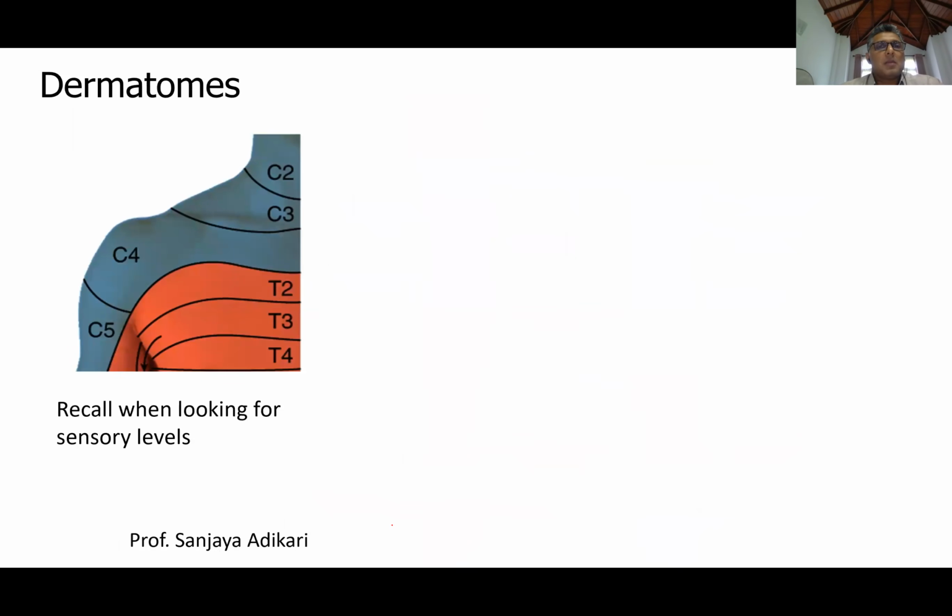Then a few more things about the dermatomes. If you check the dermatomes on the anterior chest wall, you will see that at the sternal angle, the manubriosternal angle or angle of Lewis, you see an abrupt change from T2 to C4. So if you are looking for a sensory level in a neurological examination and you go up from here, remember that at the sternal angle you will jump from T2 to C4.